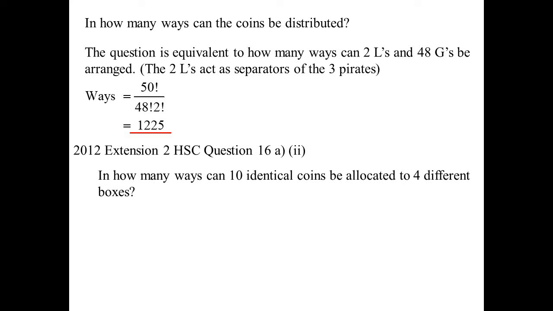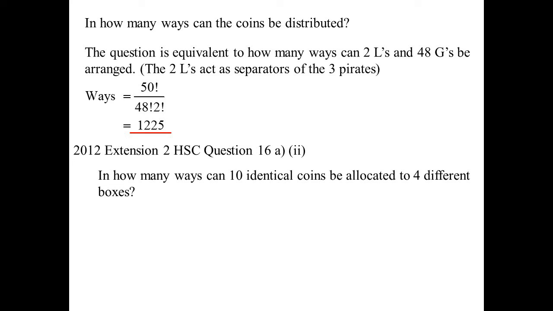I use that example because it now brings up actually an extension 2 question. There used to be a topic in extension 2 called harder extension 1. It was a great topic because you could pretty much ask anything you like. Permutations and combinations was always a favourite. Unfortunately, not there anymore. But anyway, let's look at this question. How many ways can 10 identical coins be allocated to 4 different boxes? Now, it's essentially the exact same question as before, different numbers, of course.